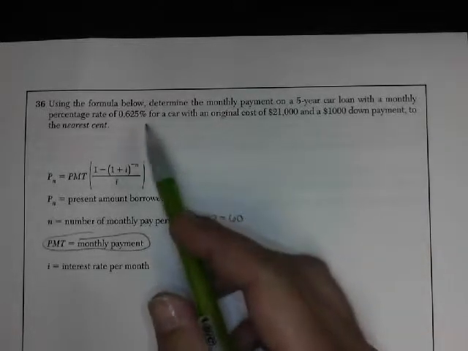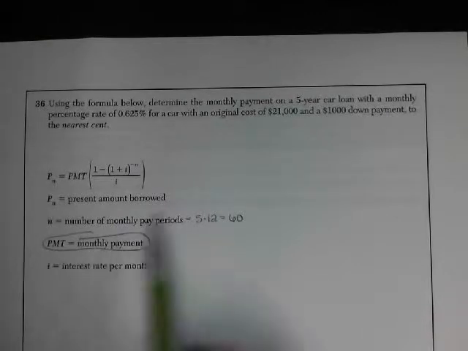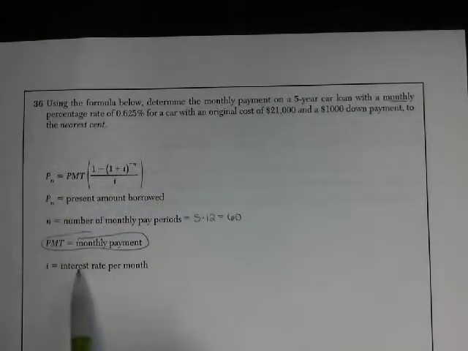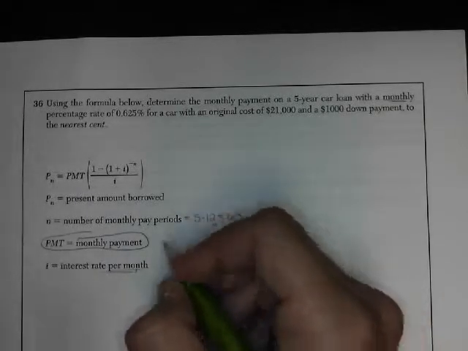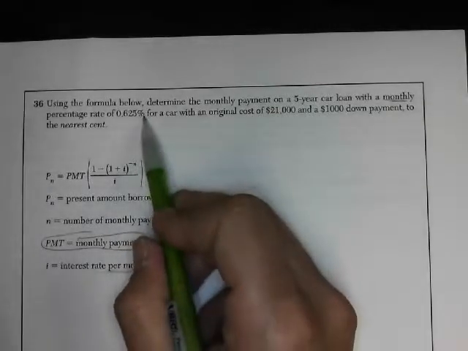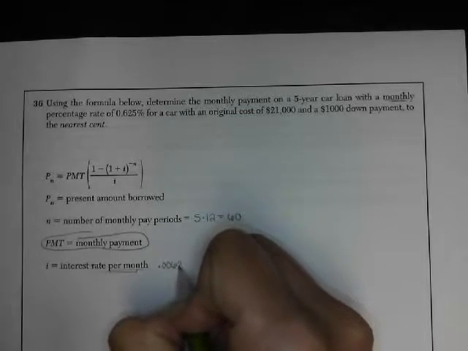Monthly percentage rate of 0.625%. Monthly percentage rate, interest rate per month, so we don't have to change anything there. So that's 0.625. Well, this is given as a percentage. So your rate is 0.00625.